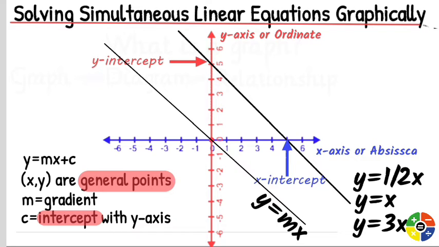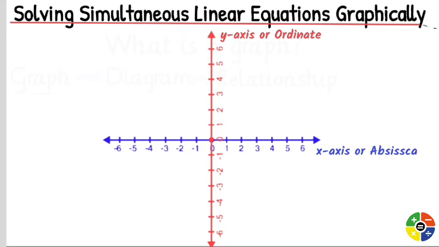Simultaneous linear equations can be solved graphically by drawing straight lines of their linear equations on the same axis. The point of intersection gives the solution set of the linear simultaneous equation. Let's demonstrate with this example. y = -x + 5, and half x - y = -2.